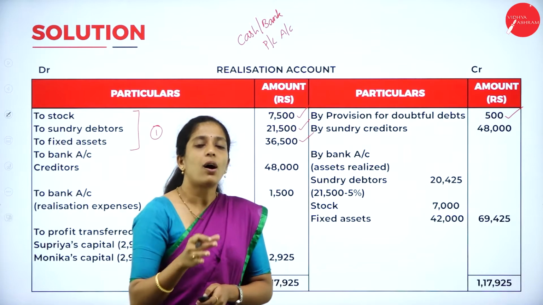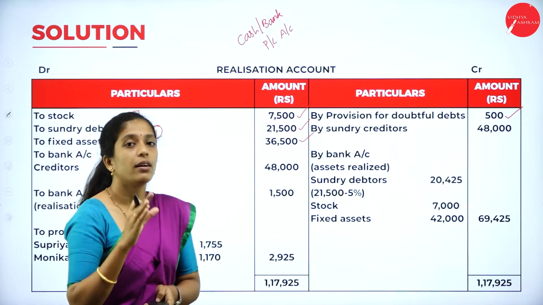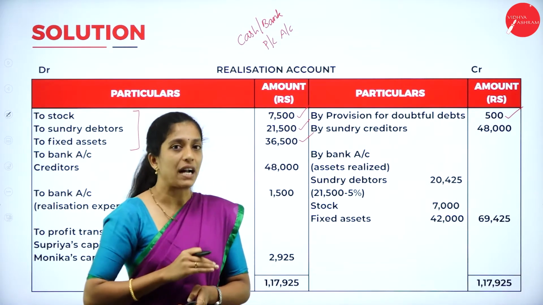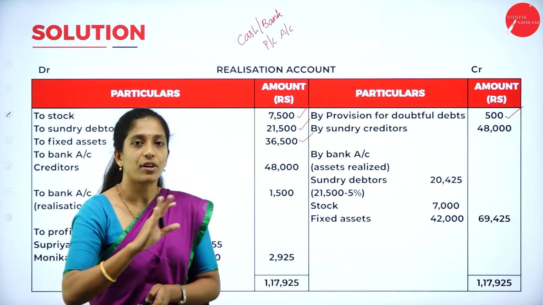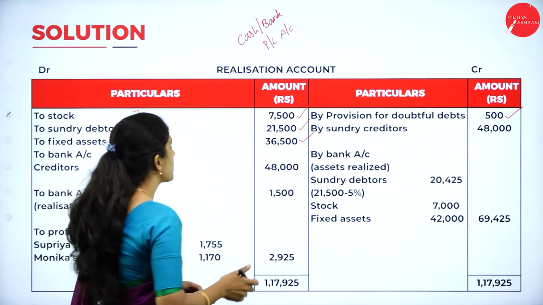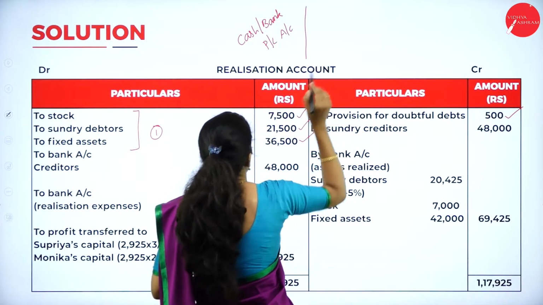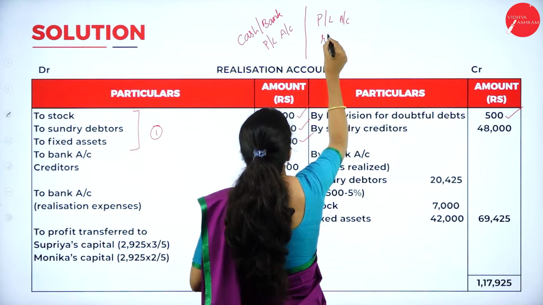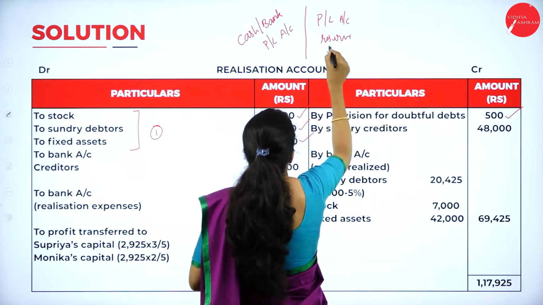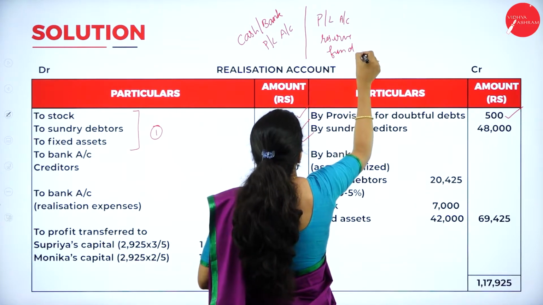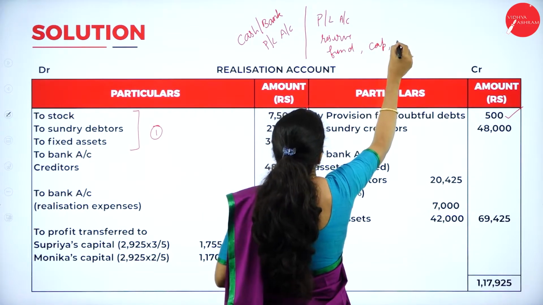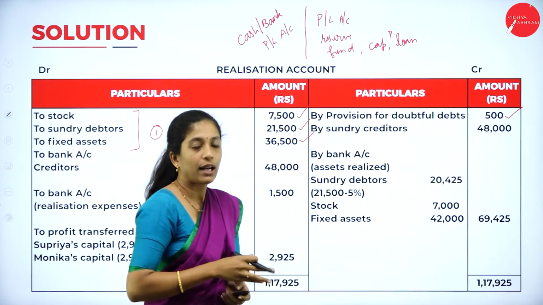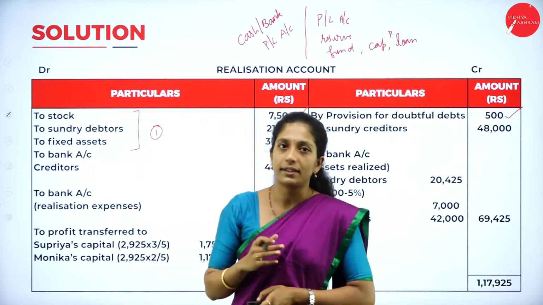Now record all the liabilities except profit and loss account, reserve, fund, partners capital and partners loan. These 5 items you have to leave and record all the liabilities. Which liabilities should not be considered? It is profit and loss account, reserve, next is fund, next partners capital and partners loan. Except these 5 items, transfer all the liabilities.